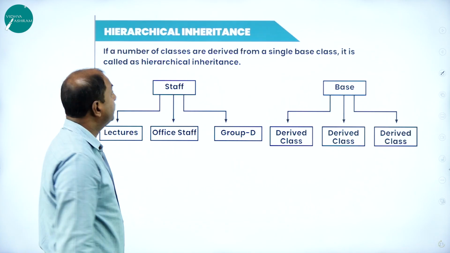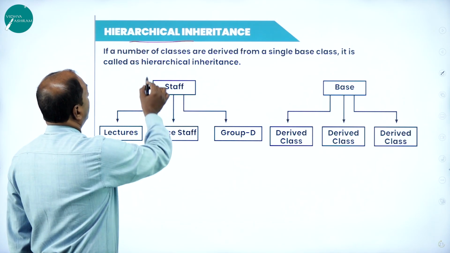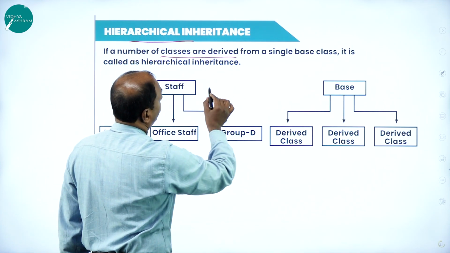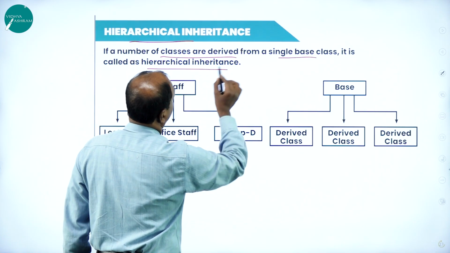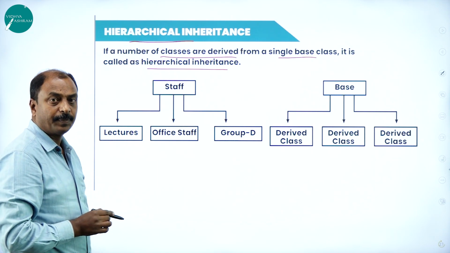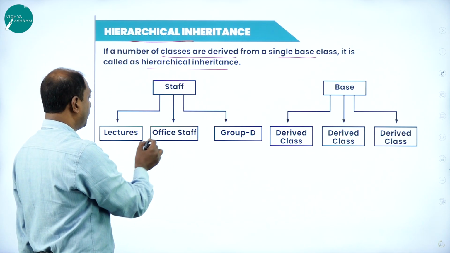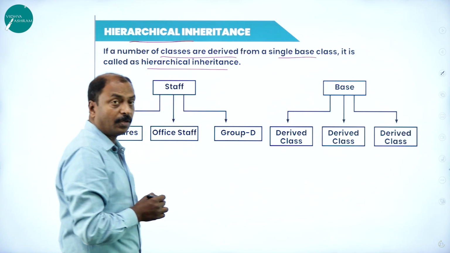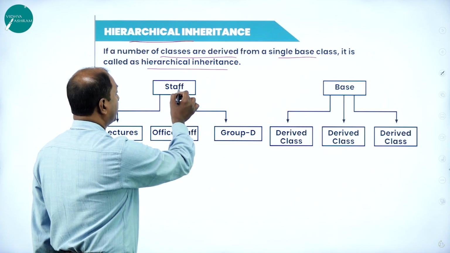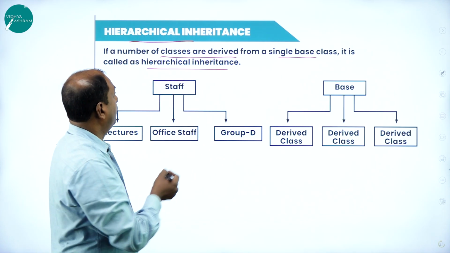Next definition is hierarchical inheritance. Here, if a number of classes are derived from a single base class, it is called hierarchical inheritance. Now look at the example. This is staff, one base class, and from here we have lecturers, office staff and group D staff. All these are derived from this one base class. So this is called hierarchical inheritance.